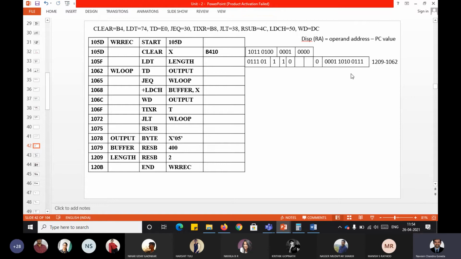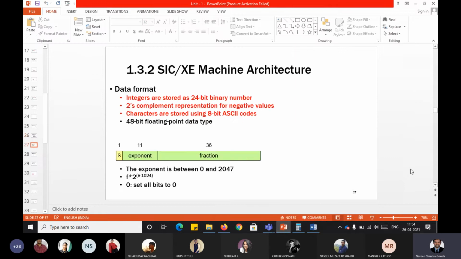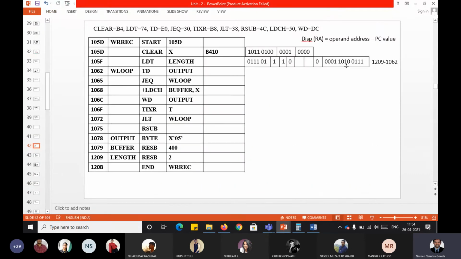And 1A7, is it greater than the range of PC mode? I hope you remember the PC maximum and minimum limit. The maximum limit for PC mode is 2047. Is 1A7 greater than 2047? No, right? Because when you subtracted, you got 1A7, which is not greater than 2047.